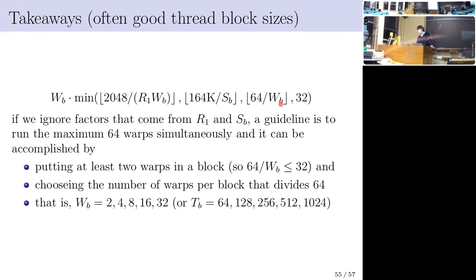For example, if you make it 8, then this is exactly 8, right? And 8 multiplied by 8, you get again 64. The same thing happens when WB is 4, then this becomes 16. 16 multiplied by 4, you end up having 64 warps, right? So the second rule of thumb is to choose the number of warps per block that divides 64.